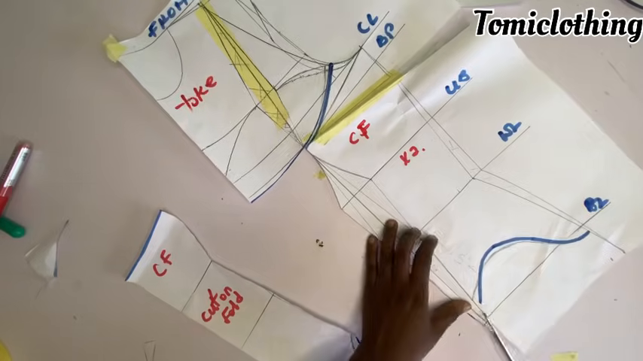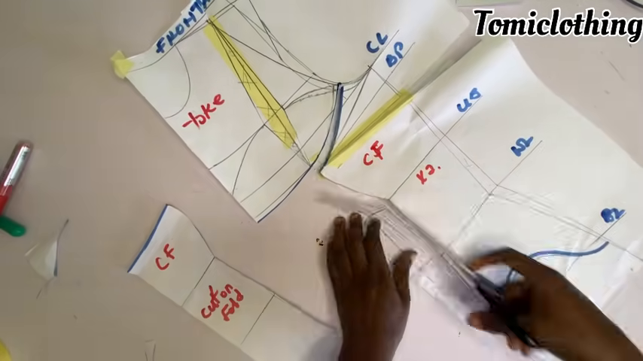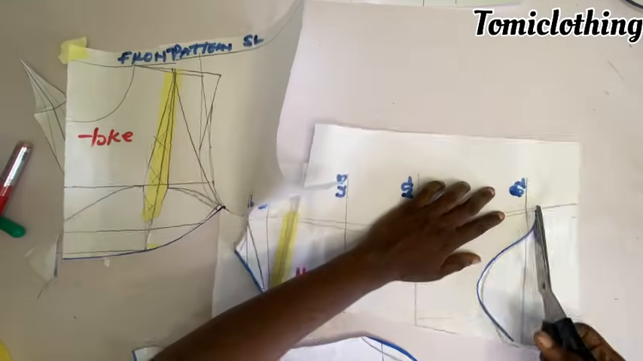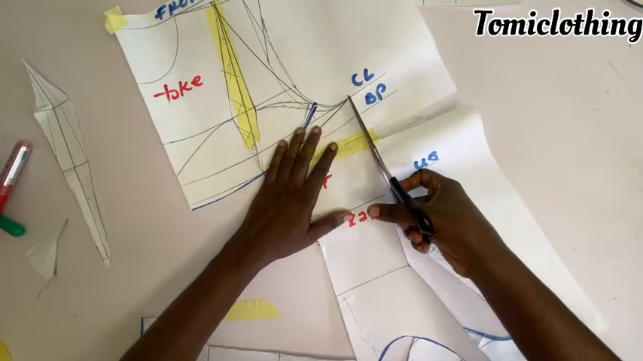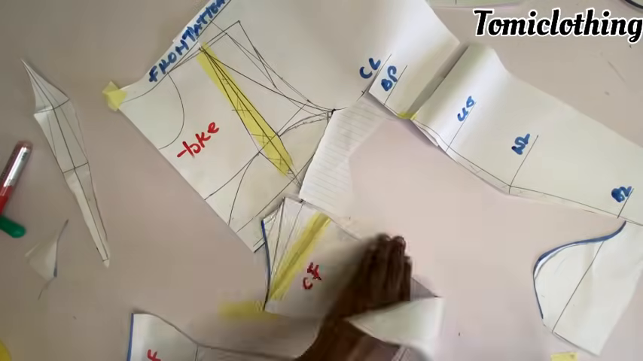So this is the front pattern. I'm going to be using the front pattern, the side of the front pattern, to cut out the side of the back pattern.